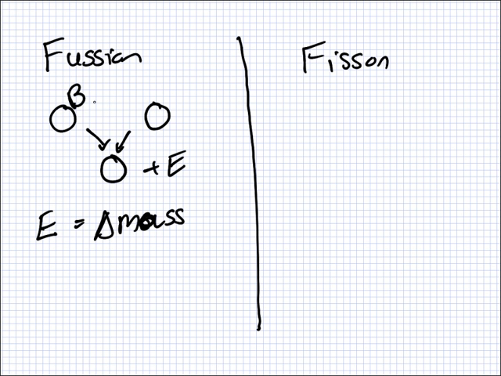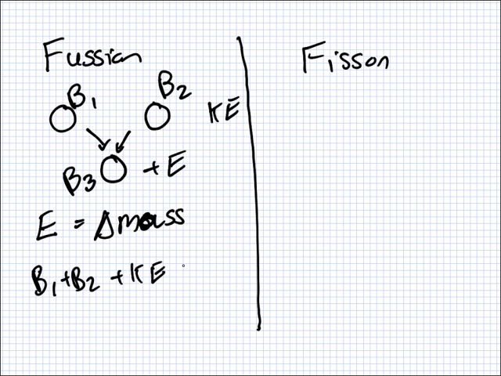This has a binding energy, this has a binding energy, and this has a binding energy. But these also have kinetic energies. So I think what's happening is B1 plus B2 plus KE equals B3. So that must mean B1 plus B2 is less than B3.